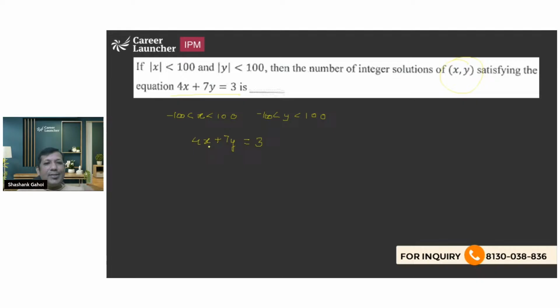I can clearly see 4 और 7 का difference 3 है, right? So basically I am going to give y is 1, x is equal to -1. ठीक है. So 7 into 1 is 7, 4 into -1 is -4. So 7 minus 4 is going to be 3. So one solution I am getting, that is x equal to -1, y is equal to 1, and that is one solution.